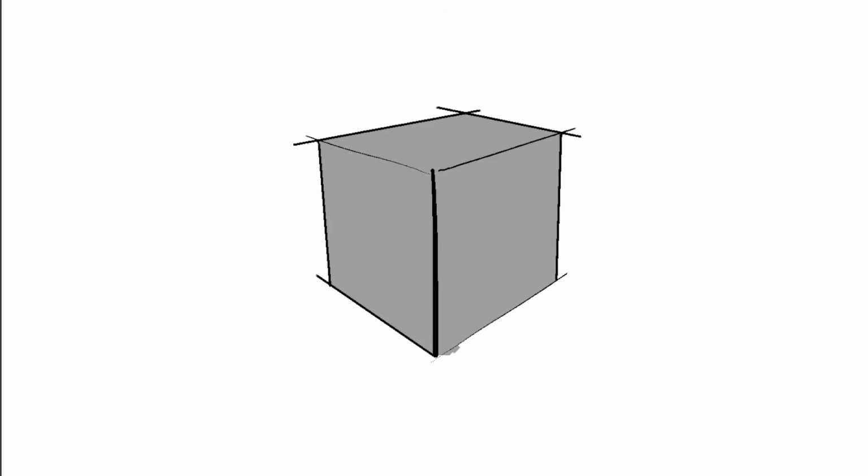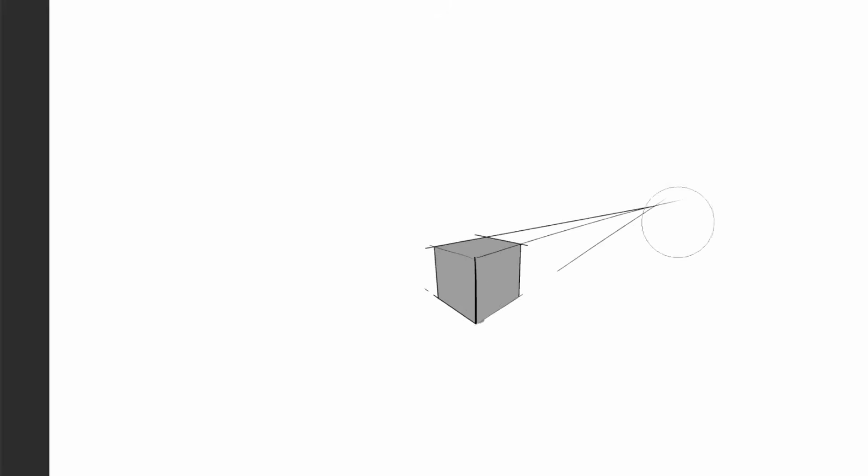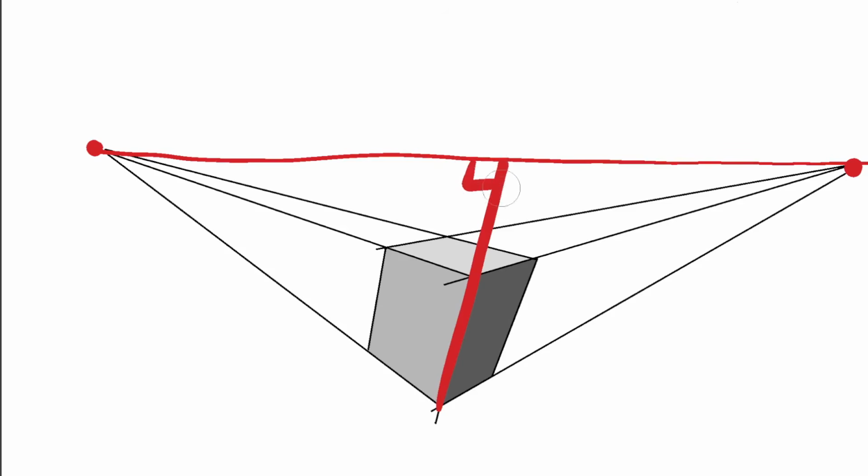Basically, the way this works is if we draw a box, we can follow these lines to figure out where the vanishing points are. Then we can draw a line between them, which gives us the horizon line, and the verticals of the box need to make a 90-degree angle with this horizon line. If that doesn't happen, the box will appear slanted.